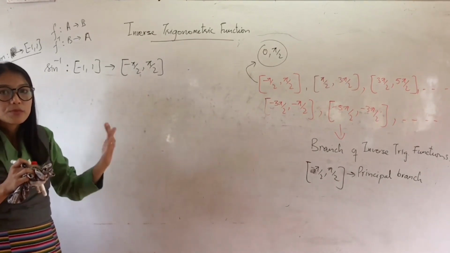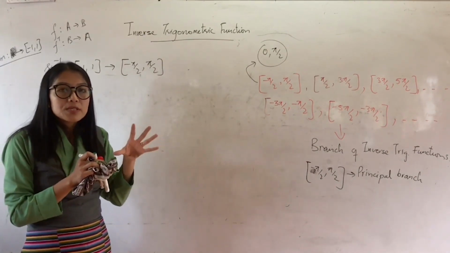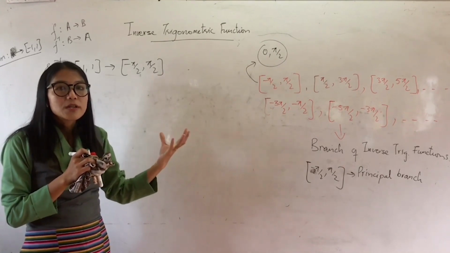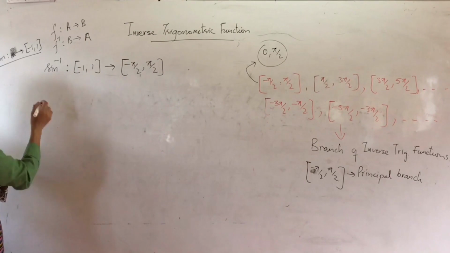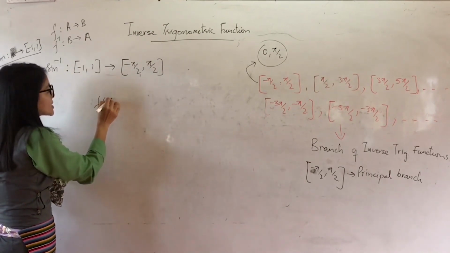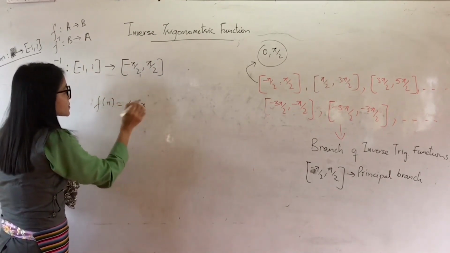So principal branch and branch, you know the difference. Principal branch is also one of the branches which includes the first quadrant. So like this you will write. Similarly, now I'll give you one more example for cos x.